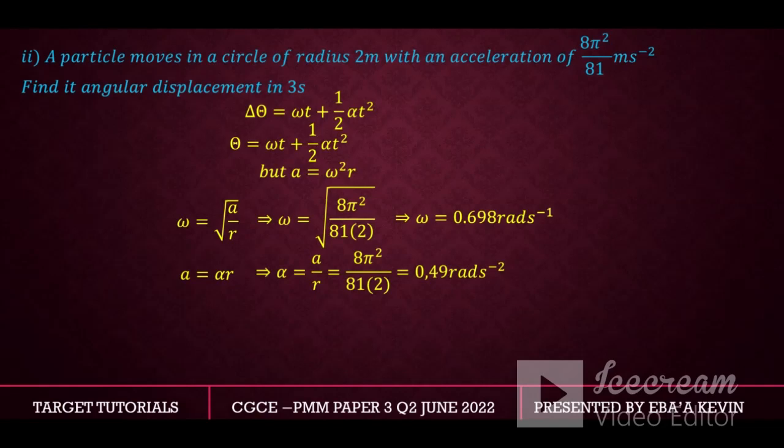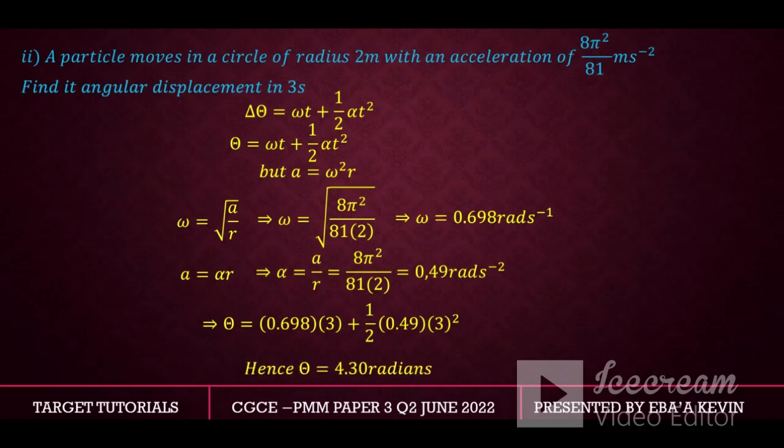Therefore, substituting the values of alpha and omega, we obtain our angular displacement in 3 seconds. Substituting, that is the value of omega, 0.698, times the time, 3 seconds, plus a half times alpha, 0.49, times the time squared, 3 squared, we obtain that theta, the angular displacement, is 4.0 radian. So this is the angular displacement which was asked in this question.